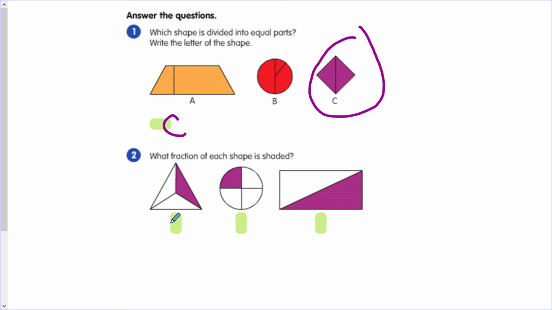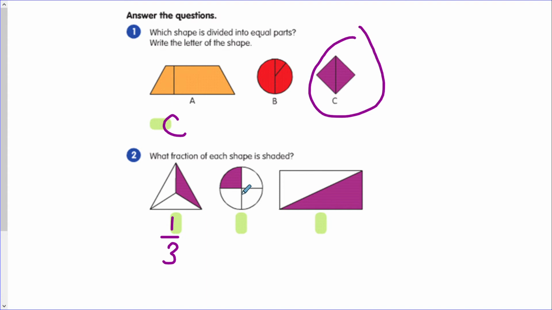All right, let's look at this one. What's your fraction of each shape that is shaded? So I want the shaded fraction of this triangle. 1 part shaded. How many parts in all? Now, can you say that fraction? 1/3.